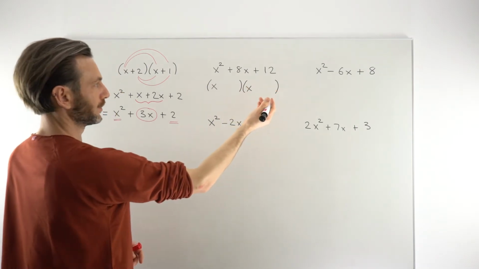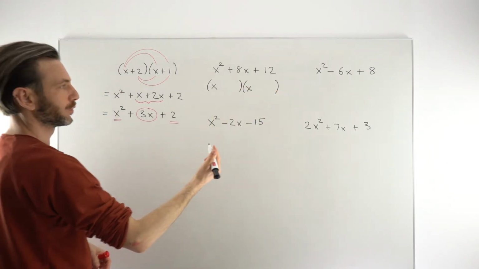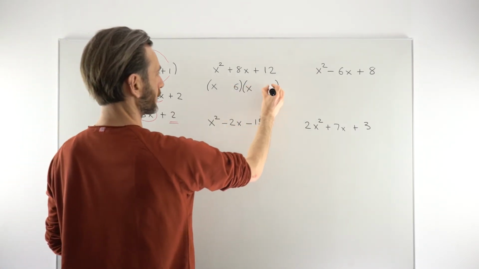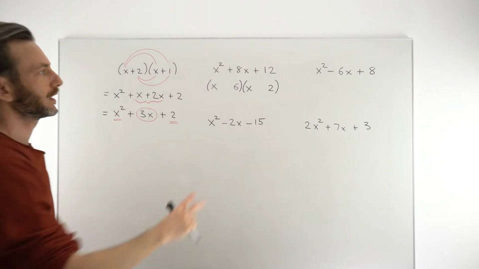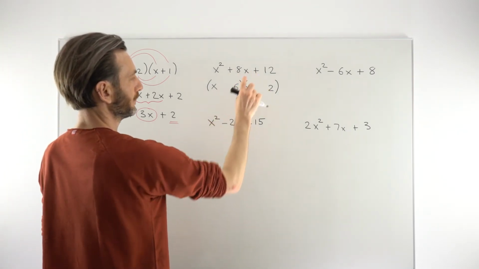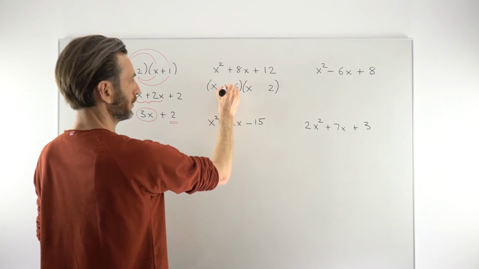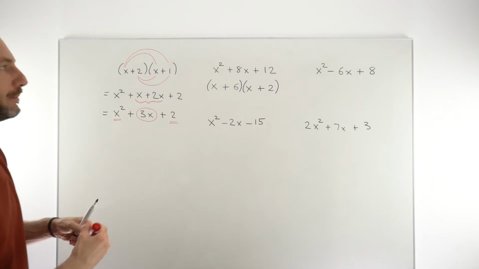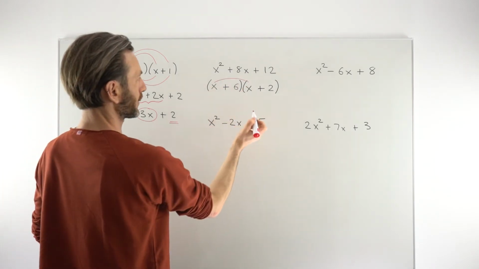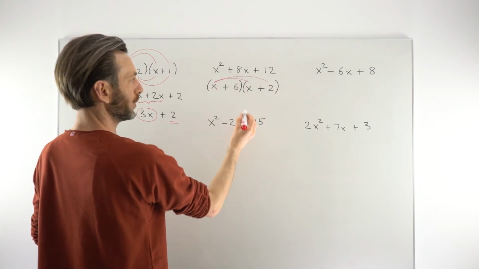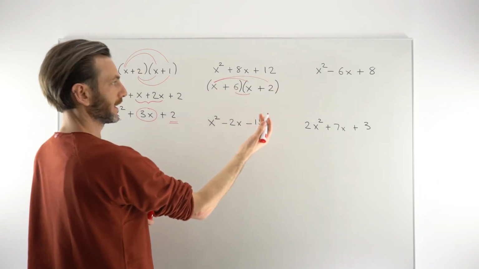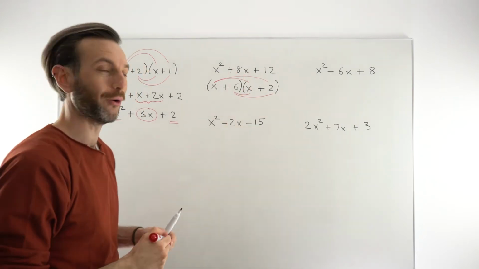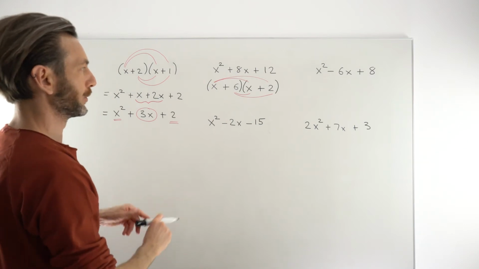So 12 and 1 isn't going to work, 4 and 3 isn't going to work, because 4 plus 3 would be 7x, so we need to go this time for a 6 and a 2. This question has two plus signs here, so we're going to go for a plus and a plus, and that's us done. And we could check that by multiplying it out, because x times x would give you x squared, x times 2 gives you 2x, 6 times x gives you 6x, 6x plus 2x gives you the 8x, 6 times 2 gives you the 12. So that's basically the process we go through for these.